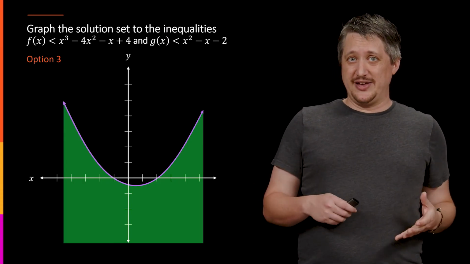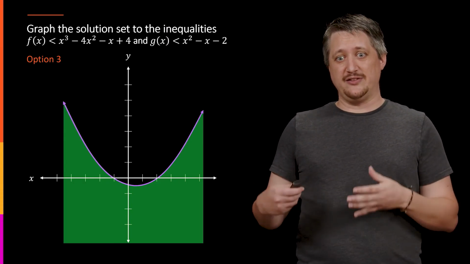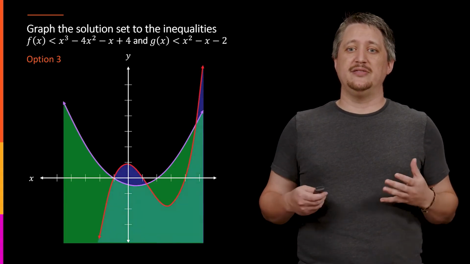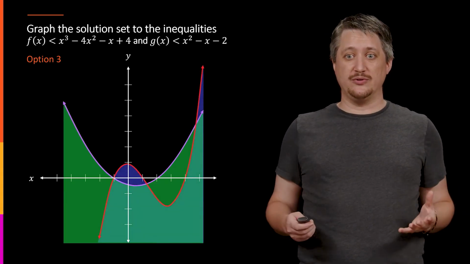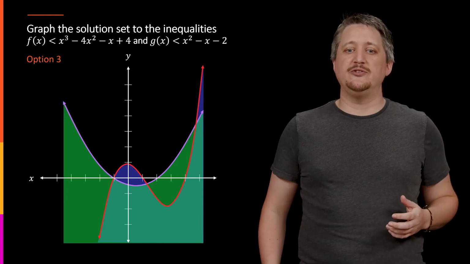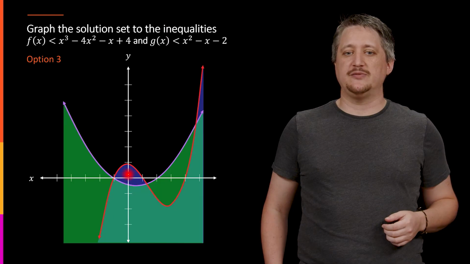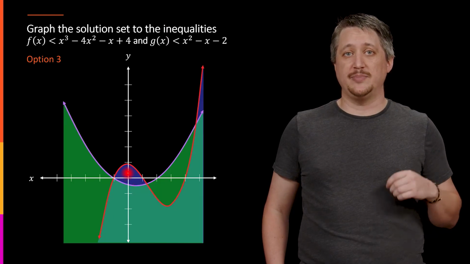So I found the solution set for f of x. I found the solution set for g of x. Where those things overlap, that's where my solution set in general is. So when I put these on top of each other, right, I have all of this area down here, but not between, because between is only a solution set for f, but not g.